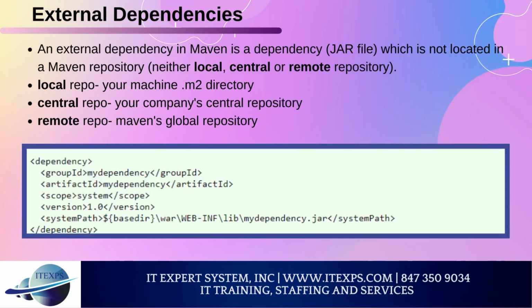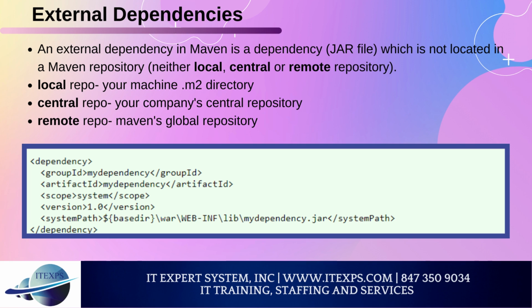External dependencies. An external dependency in Maven is a dependency jar file which is not located in a Maven repository, neither local, central nor remote repository. It may be located somewhere on your local hard disk, for instance in the lib directory of a web app, or somewhere else. The word external thus means external to the Maven repository system, not just external to the project. Most dependencies are external to the project, but few are external to the repository system, not located in a repository.